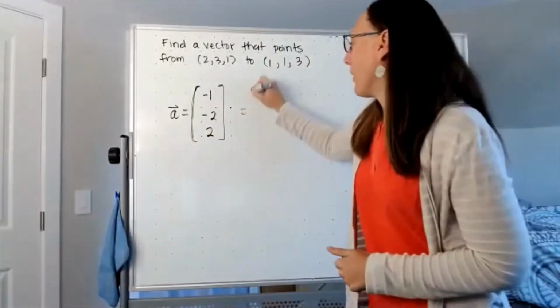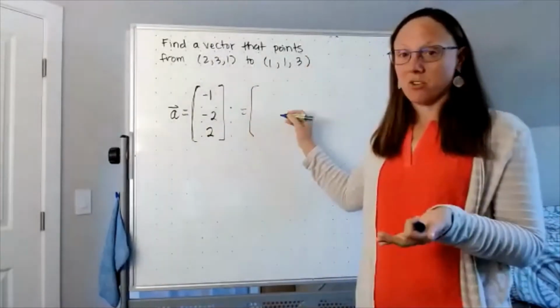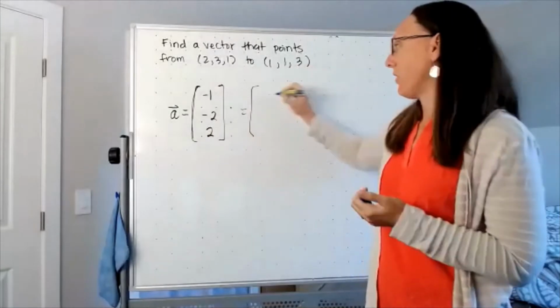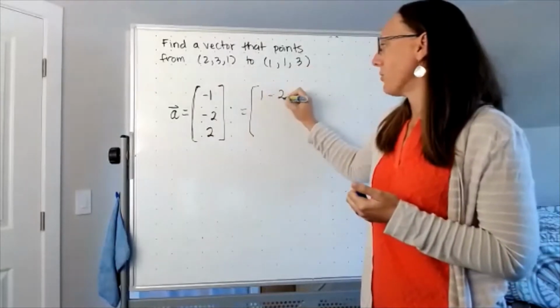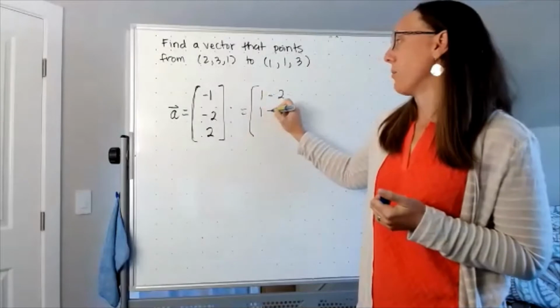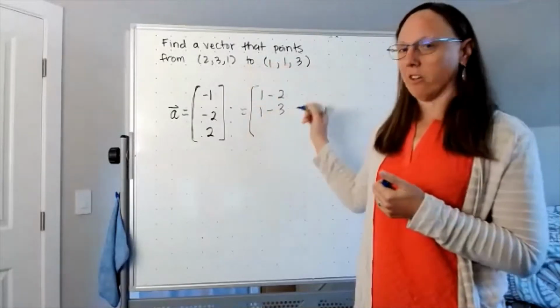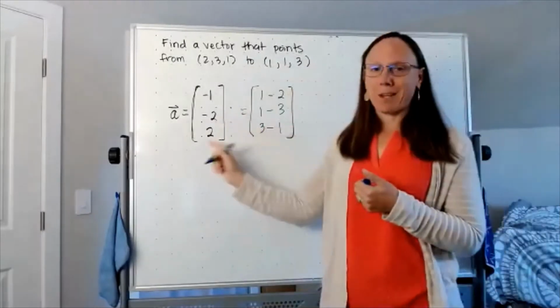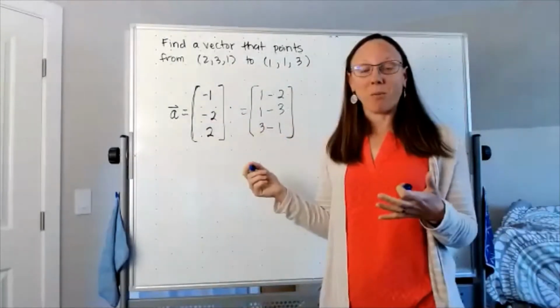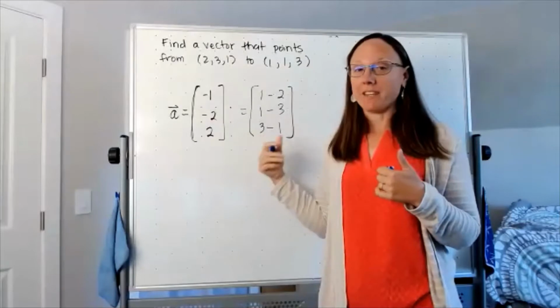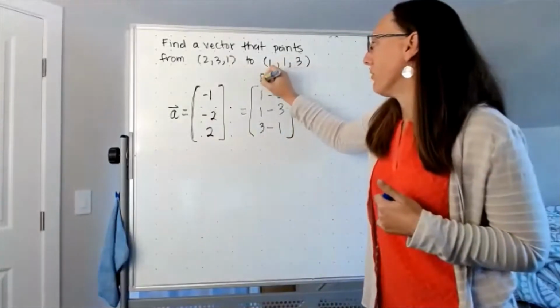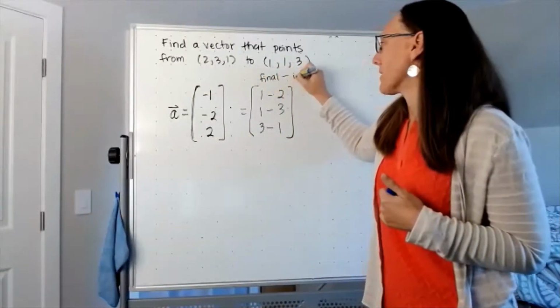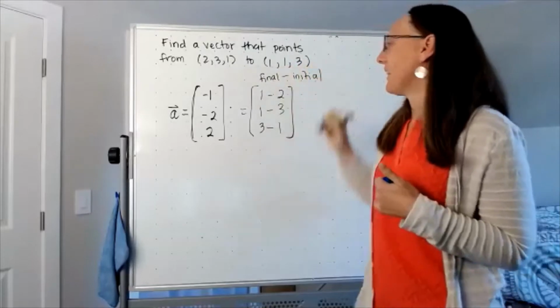Now, the other way to think about this is to straight up do subtraction. So I want to go final minus initial. So I would look at those x values and do 1 minus 2. I'd look at the y values and go 1 minus 3. And I'd look at the z values and do 3 minus 1. Now notice we're going to get the same result either way, as long as we remember that in terms of doing that subtraction, it should be final minus initial.